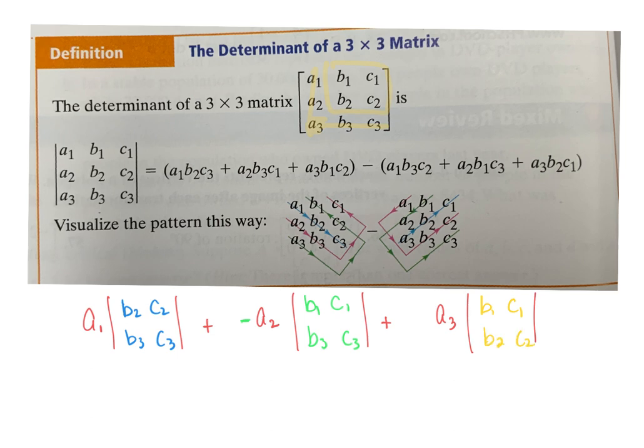I'm going to do the little 2 by 2 determinant, very easy, and multiply by this guy. 2 by 2 determinant and multiply by the negation of that guy. And a 2 by 2 determinant and multiply by that guy, and then just add them all together. And that is my determinant, okay?